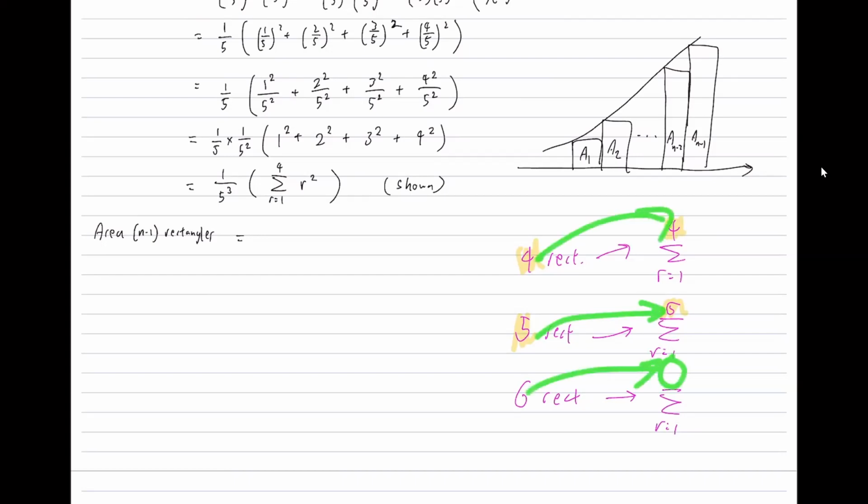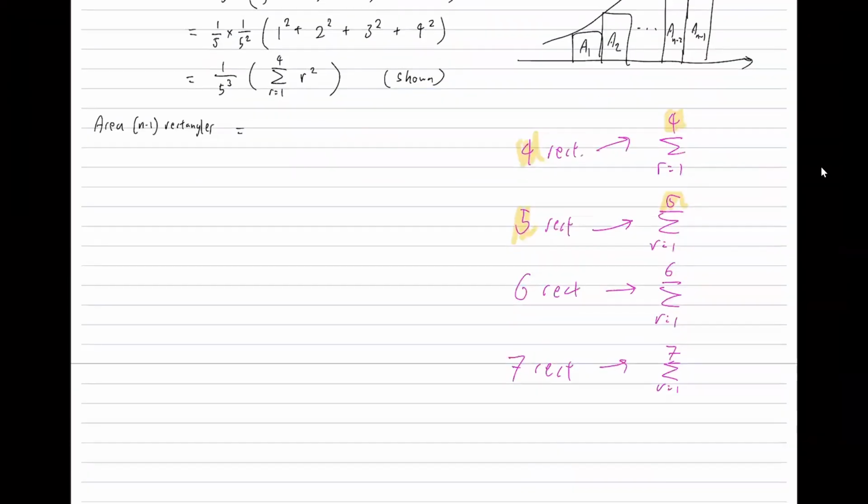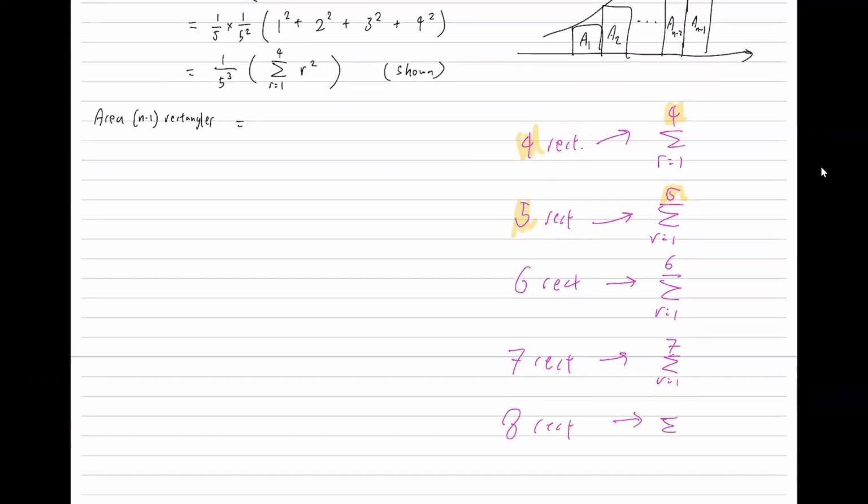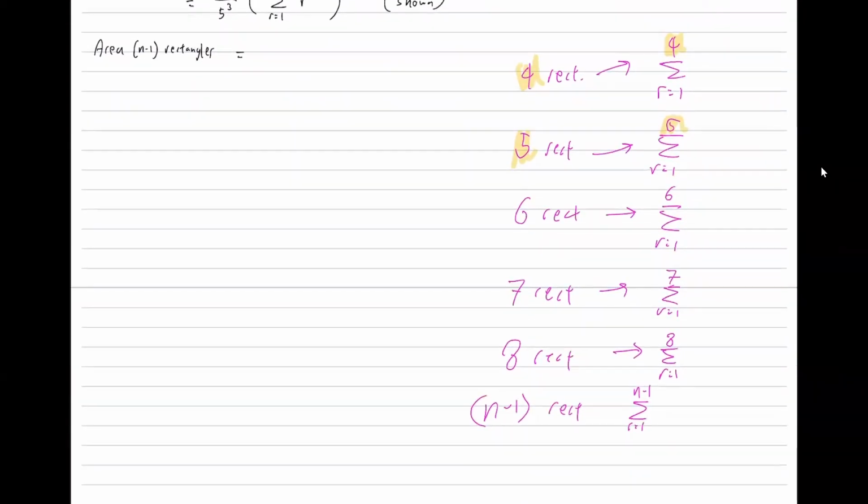6. Yes, good. So if you now change to 7 rectangles, you take summation from r equals 1 to? 7. If you change to 8 rectangles, you take the summation from r equals 1 to? 8. If you have n minus 1 rectangles, you take the summation from r equals 1 to? N minus 1. Yes, correct. That's it. Now you can see the pattern. 4, 4, 5, 5, 6, 6, 7, 7, 8, 8, n minus 1, n minus 1. Okay, I highlight. Okay, good. N minus 1 now.